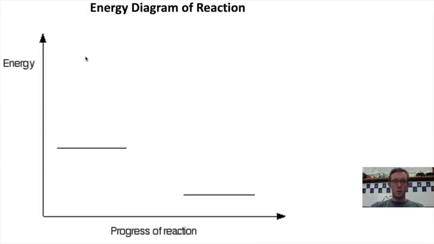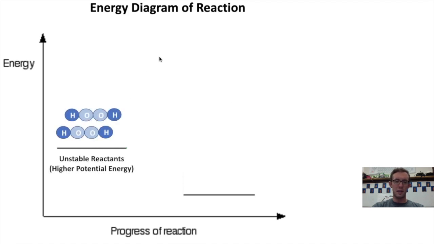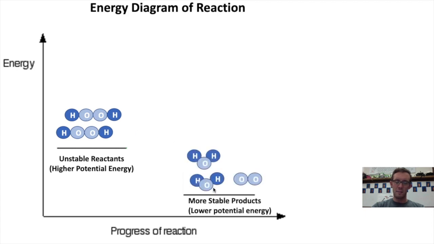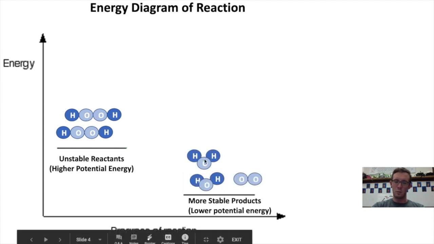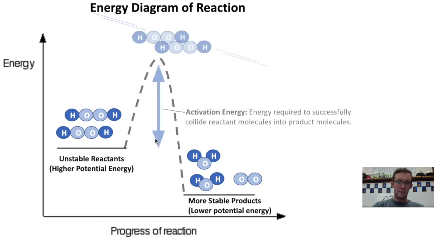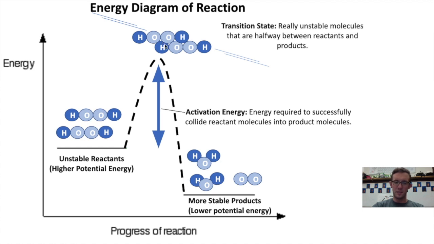And so biologists can show this process of reaction in an energy diagram. So let's say we have our reactant molecules. These are our unstable peroxide molecules. And we want to react them into more stable products, water molecules and an oxygen molecule. Well, in order for that to occur, we'd first have to collide these molecules together with enough energy to form the transition state and transition the molecules into the more stable products.